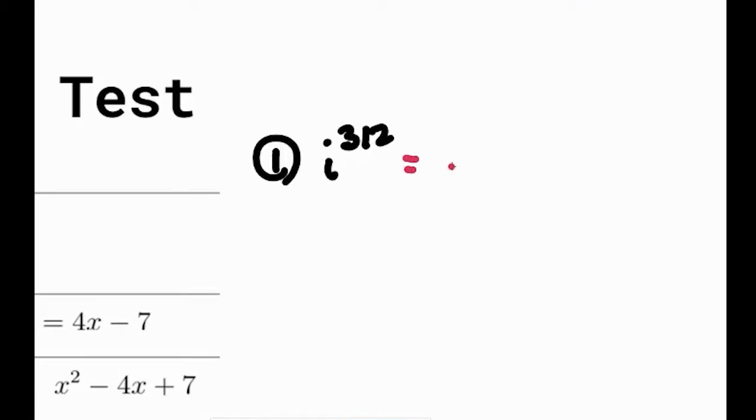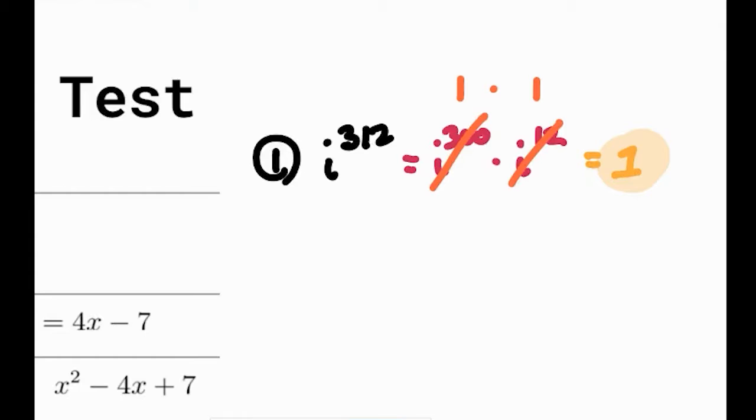All right, so first thing I'm going to do is break this down into powers of 4, like I said. Well, 300 is divisible by 4, so I'm just going to break this down into i to the 300th times i to the 12th. These are both actually divisible by 4. So this right here ends up being 1, and this is divisible by 4 as well, so that's 1. So it's just going to be 1 times 1. So your final answer for this one is just going to be 1.